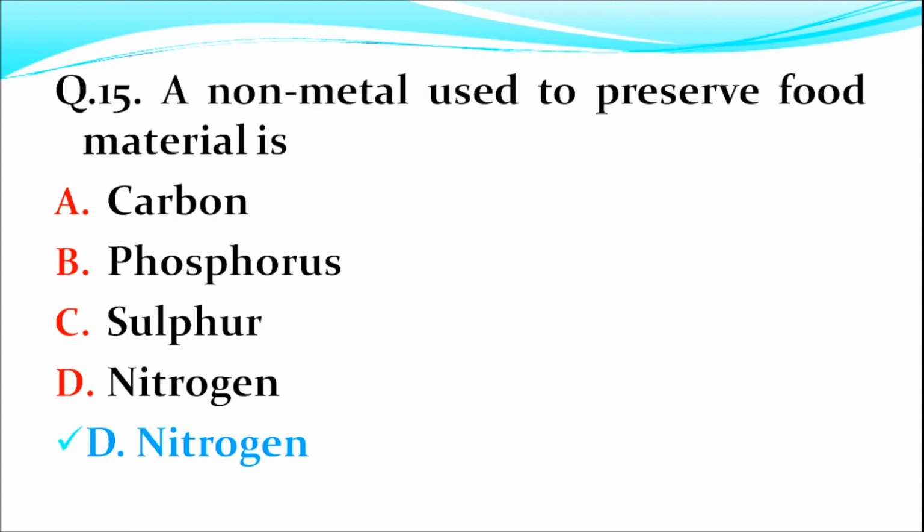A non-metal used to preserve food material is option A, carbon, option B, phosphorus, option C, sulfur, option D, nitrogen. Correct answer is option D, nitrogen. Nitrogen is used to preserve food material, which is a non-metal.